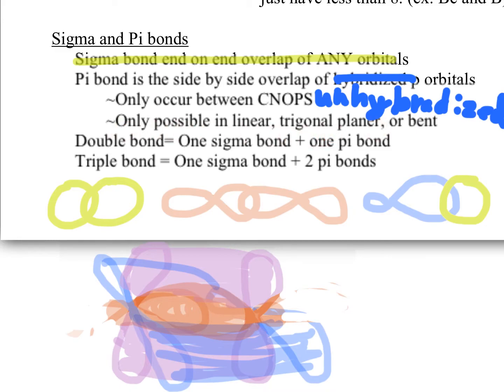This is only going to be possible in something that's linear, trigonal planar, or bent, because these are the only ones that are SP or SP2. Once you're at SP3, there aren't any more unhybridized P's. Once the P has been hybridized, there's no unhybridized, that's not even possible. Okay, so doubles and triples only happen in your SP and your SP2s, and they only happen between CNOPS: carbon, nitrogen, oxygen, phosphorus, and sulfur. So a double bond is made of 1 sigma and 1 pi. A triple is 1 sigma and 2 pi's.